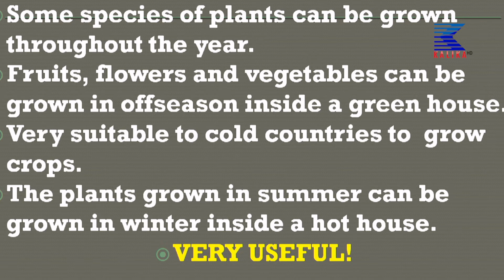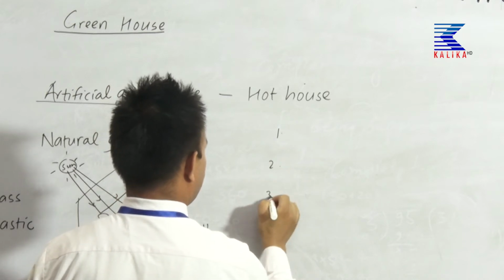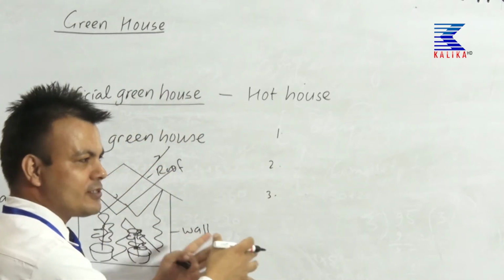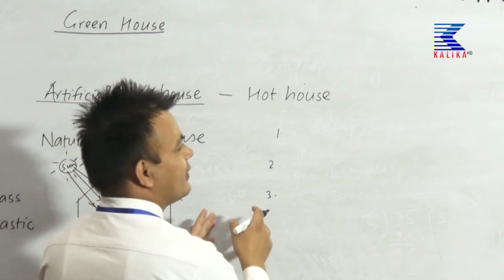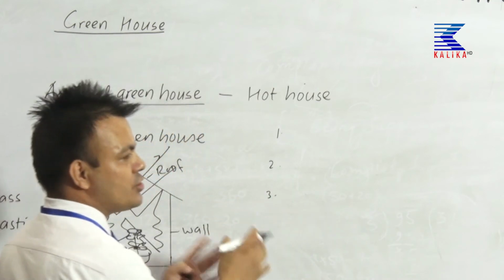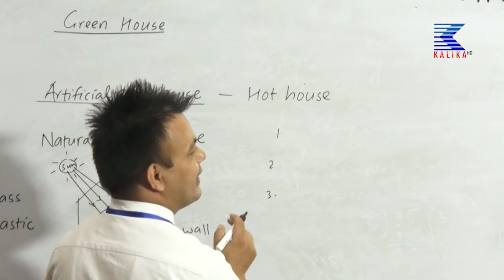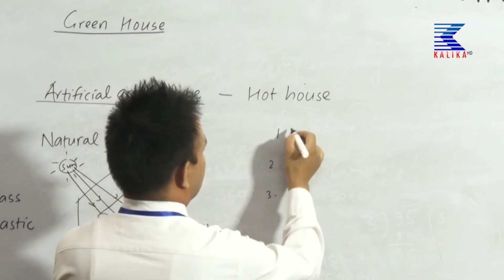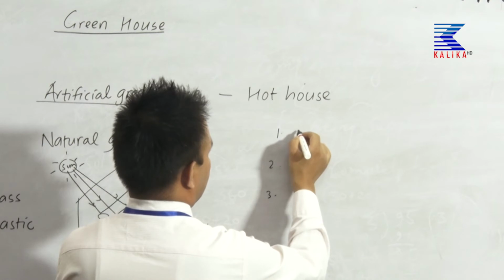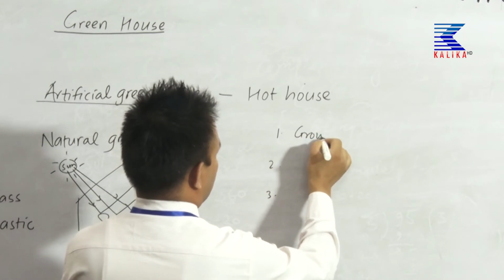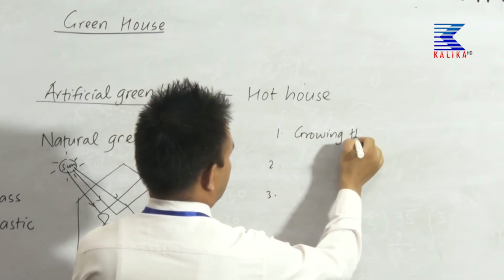Importance of artificial greenhouse. So importance of artificial greenhouse, hothouse, it is very important. So basically this is important because we can grow off-season plants in it. For example, some of the species of plants, they can be grown throughout the year.